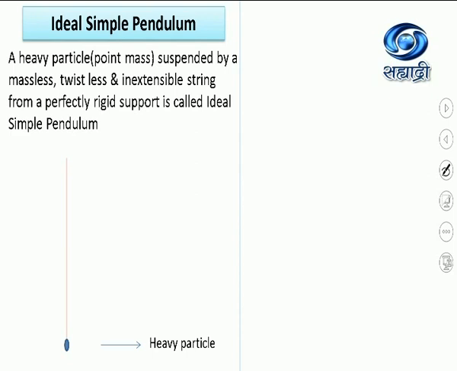Then the string is massless, twistless, inextensible. This is also the ideal situation of the string, which is hanging from a perfectly rigid support. There may be a bending of the support also. That's why these three things, the heavy particle, string and rigid support, are ideal and cannot be imagined in real practice.